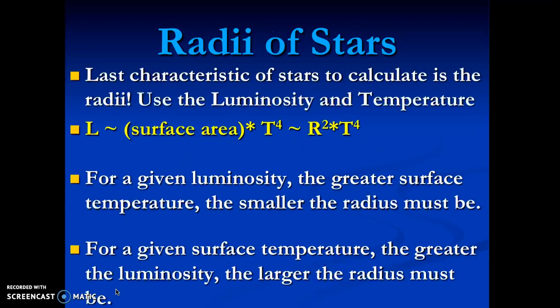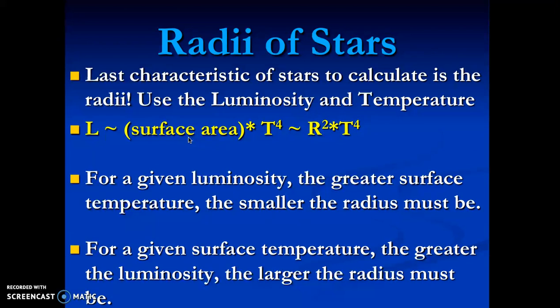So now that we can know the luminosity and the temperature, we can figure out our last stellar property, which is the size, the radius. Notice here that luminosity is proportional to surface area times temperature to the fourth. Surface area is what you'd get if you tried to wrap the star in wrapping paper. The area of that wrapping paper would be the surface area. The surface area of a sphere is 4 pi r squared.